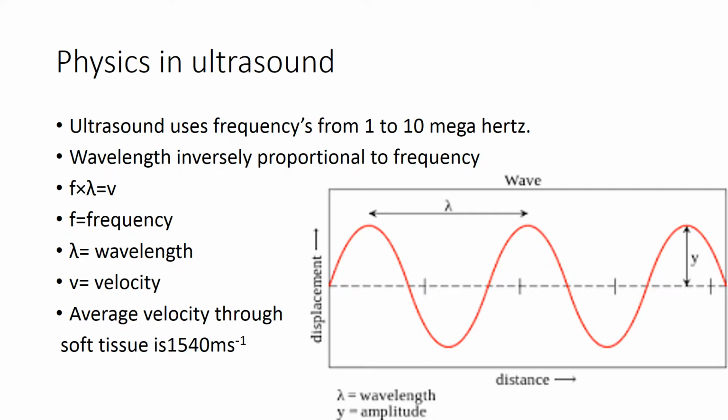Another important factor in an ultrasound is the velocity. This is measured by wavelength times frequency. The harder the tissue, the faster the velocity. The average velocity in soft tissue is 1,540 meters a second.